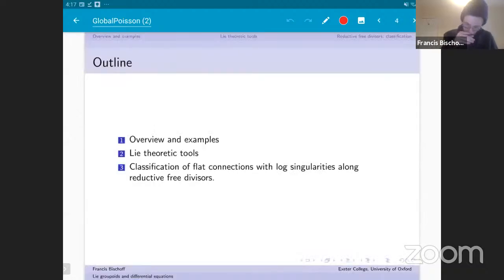Okay, so here's an outline of my talk. It's roughly going to be divided into 3 parts. In the first part, I want to give an overview of this idea of studying differential equations using Lie groupoids and give many examples, in particular the examples that I'm going to focus on later. Then I want to briefly talk about some general Lie theoretic tools which can be useful. And then in the last part, I want to talk about a classification result for flat connections which have logarithmic singularities along reductive free divisors.